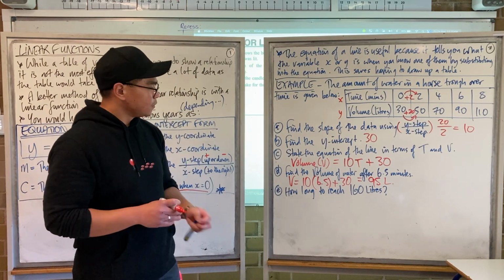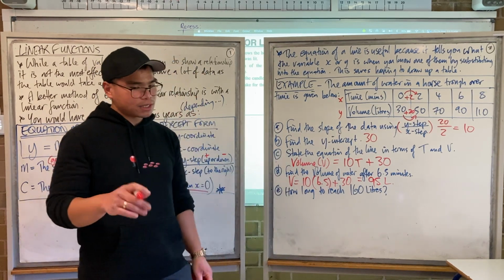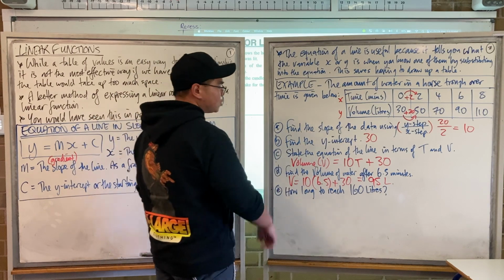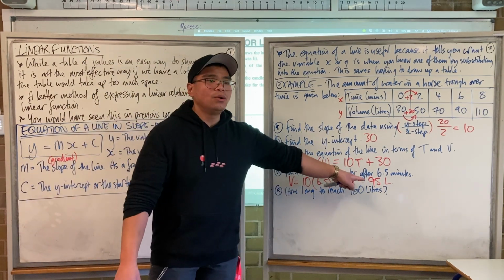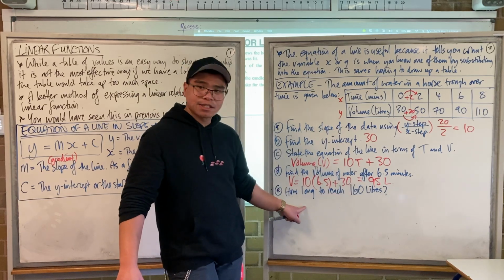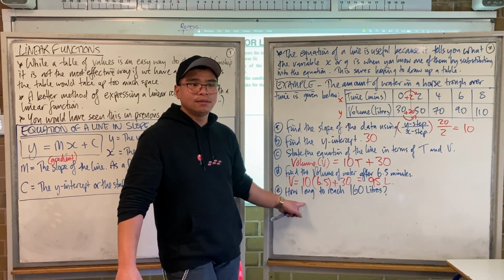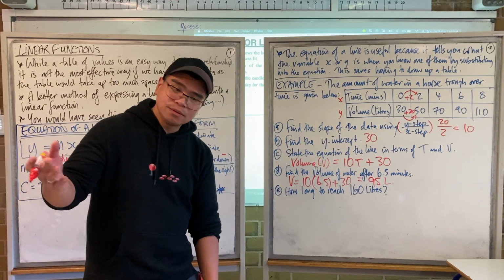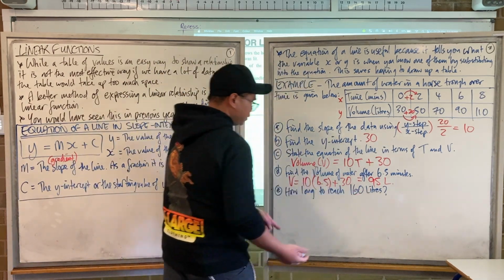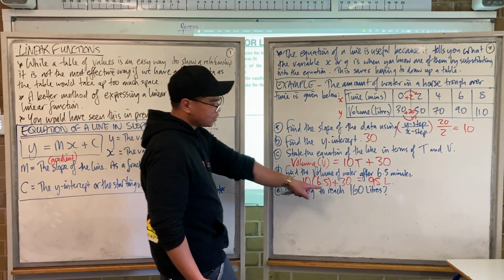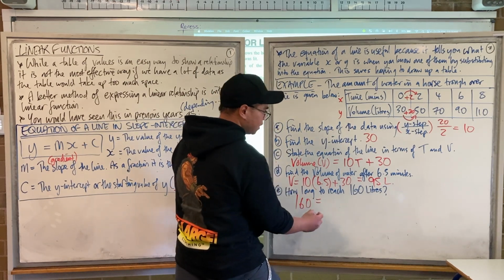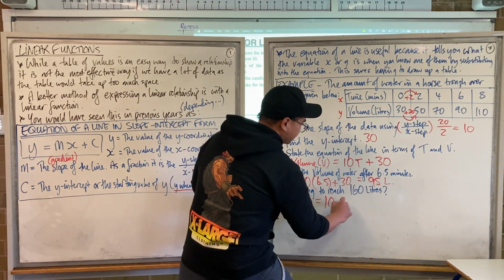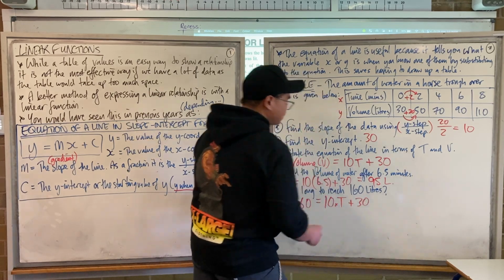Okay? Last one, this example, and I'll give you time. How long to reach 160 litres? Here, I was told the time. Is this asking for the time now? It's giving me the volume though. So put in what you know. V is on the left side, so it's telling me 160. So V I'm replacing with 160 is equal to 10 times by T plus 30.